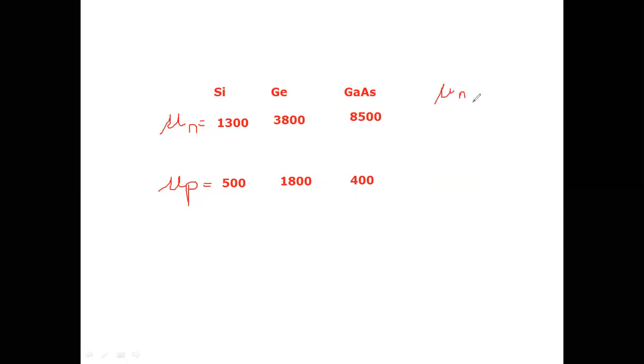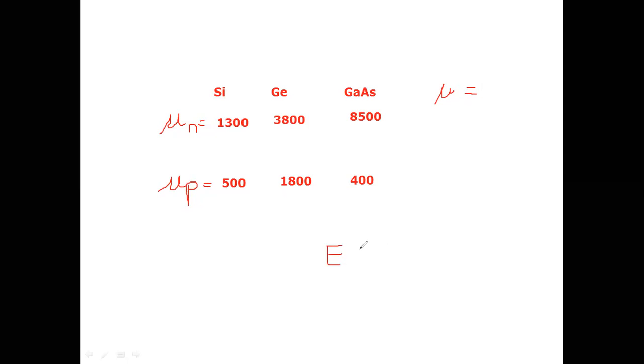Mobility is the ability of charge carriers to move under applied electric field. Mobility mu is the ability of charge carriers to move under electric field. When I apply some voltage to a material, an electric field will be developed across that material.